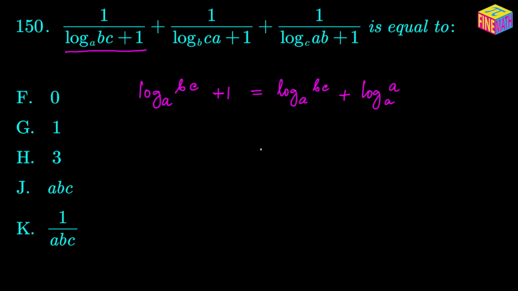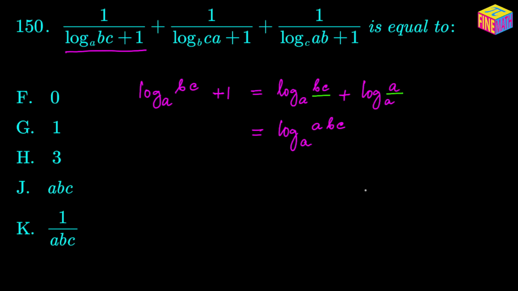And from here, that must be equal to log of the product of BC and A. This will be the product of this and this, because they both have the same base. So we can write it as log of A times B times C for the base A, and that is our denominator for the first term.